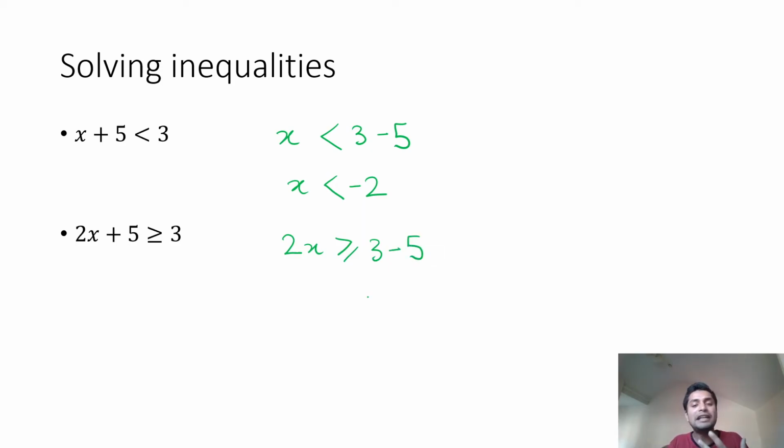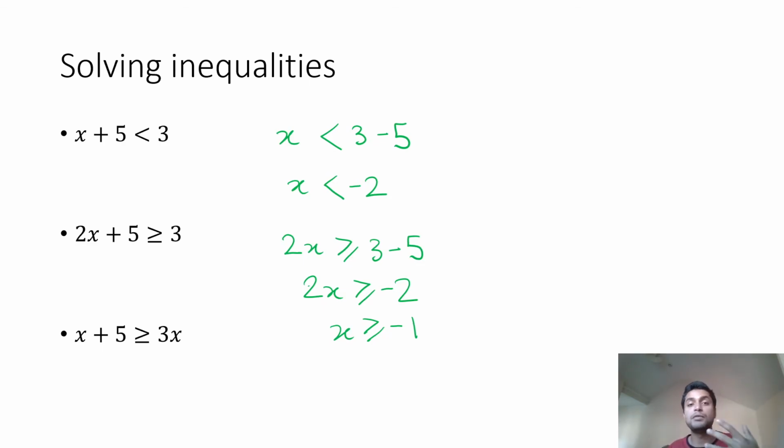As you can see, I didn't really care whether it was a greater than symbol or greater than or equal to. I treat it just like an equation. So that gives me 2x is greater than or equal to minus 2. So therefore, x is greater than or equal to minus 1 when I divide through by 2. Now, in this question, you have x plus 5 is greater than or equal to 3x. First thing we want to do is collect the like terms. So we get x take away 3x, and that's greater than or equal to -5. On the left-hand side, you get minus 2x, and that's greater than or equal to -5.